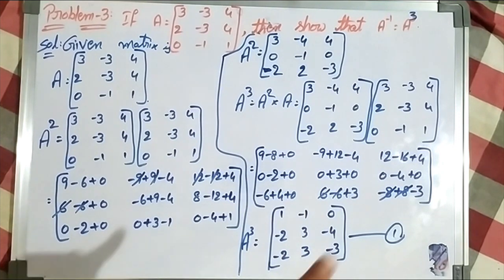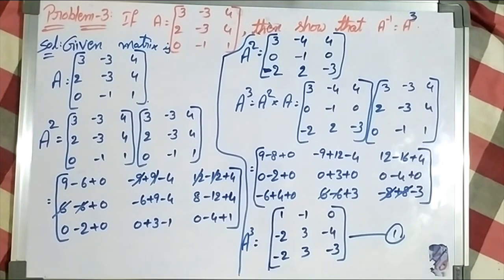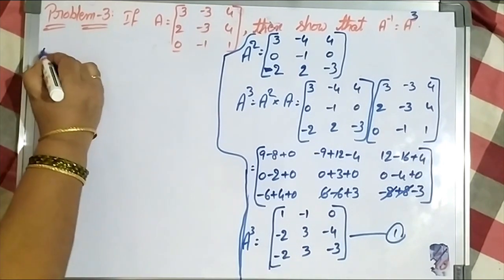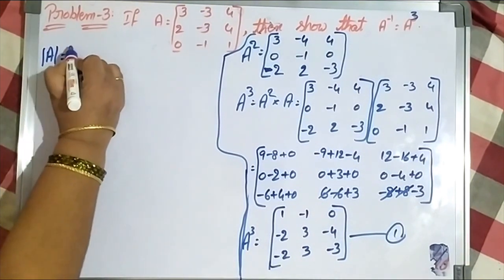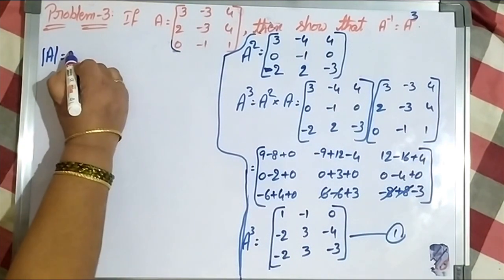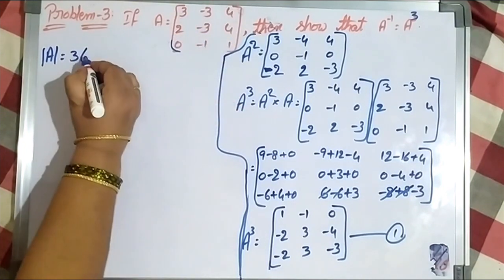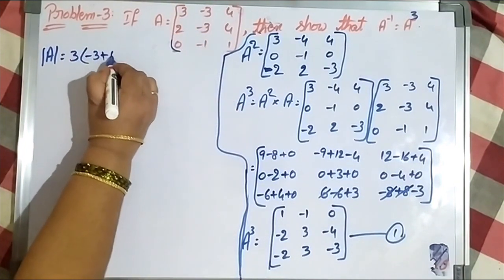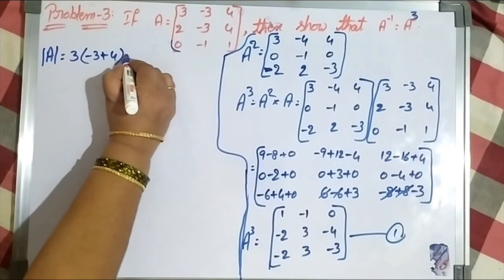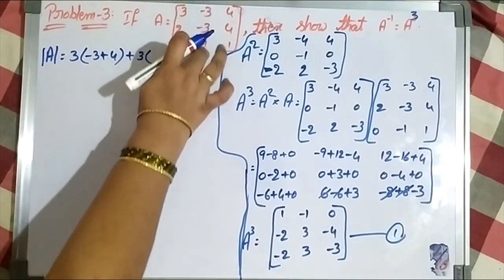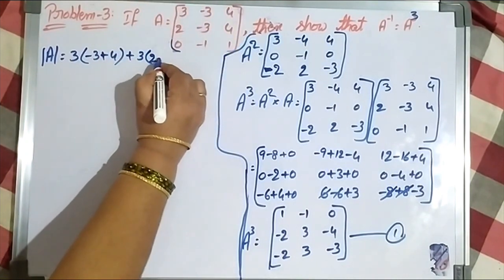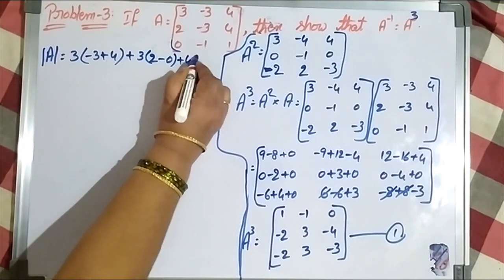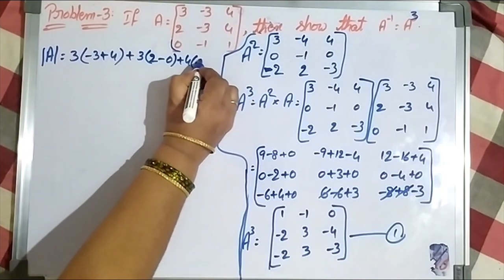Next we calculate the A inverse value. For A inverse, first we calculate the determinant of A. The determinant of A is equal to 3 into minus 3 plus 4, plus 3 into 2 minus 0, plus 4 into minus 2 plus 0.